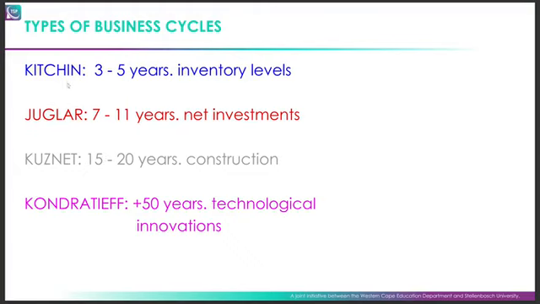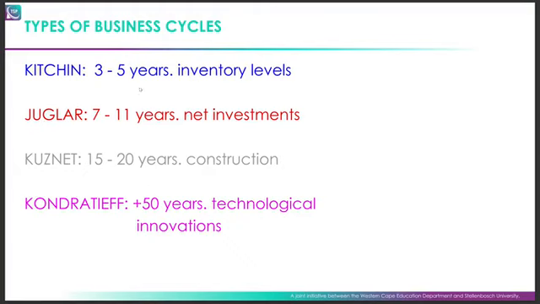So you need to know the different types. You need to know Kitchin, Juglar, Kuznets, Kondratieff. If you remember them in that order, then you know Kitchin is the smallest amount of years, which is 3 to 5. Juglar comes next, which is 7 to 11. Kuznets is 15 to 20, and Kondratieff is 50 plus years.